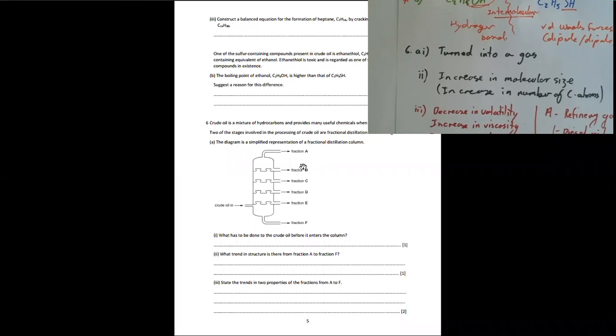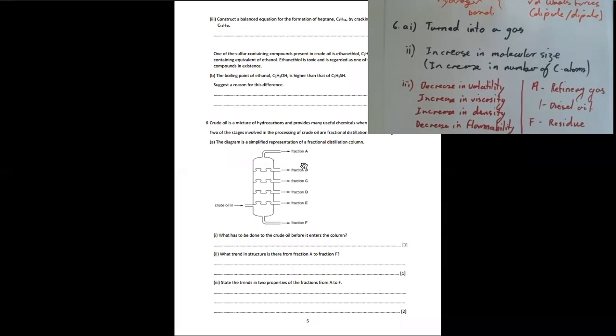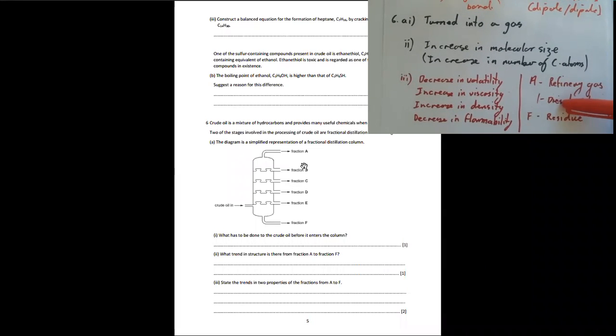Oh, fraction distillation. What has to be done with the crude oil into the column? Right, so this is the theory that you needed to go through. So you need to turn that crude oil into what? A gas by burning, by vaporizing it, whichever way you want to look at it. Okay, what trend in structure is there from fraction A to F? Well, as we go from A, which is refined gas, to diesel oil to residue, there is an increase in molecular size, or you could have said there's an increase in carbon atoms.